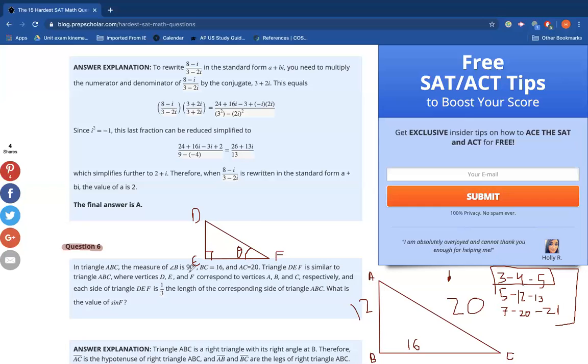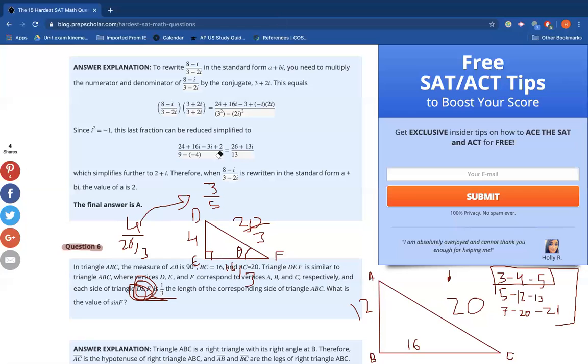If you divide everything by 3, because that's the scale of DEF, you could find each side of DEF. This is 4, this is 20 divided by 3, and this is 16 divided by 3. Then we could do opposite, which is 4, over hypotenuse, which is 20 over 3, which gets you 12 over 20, which is 3 over 5.